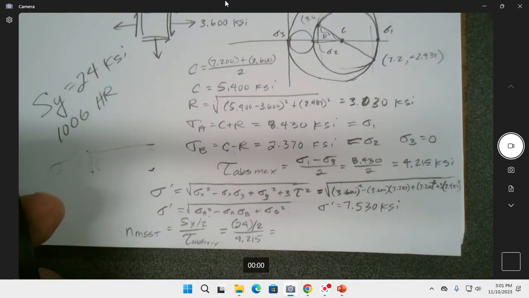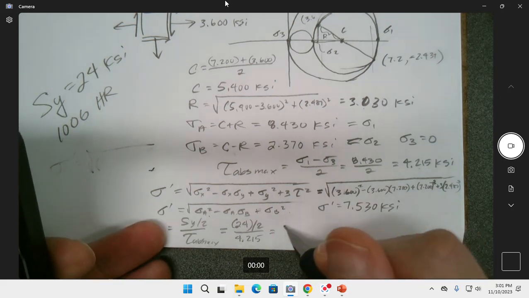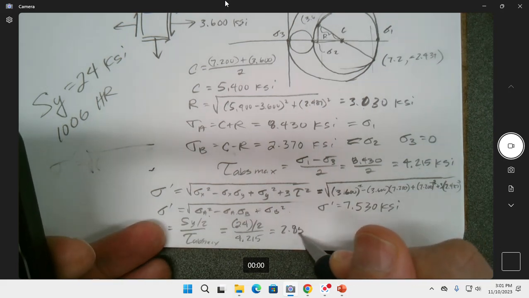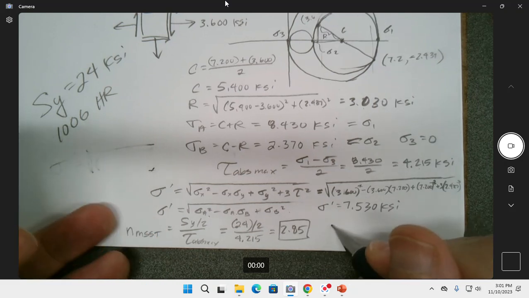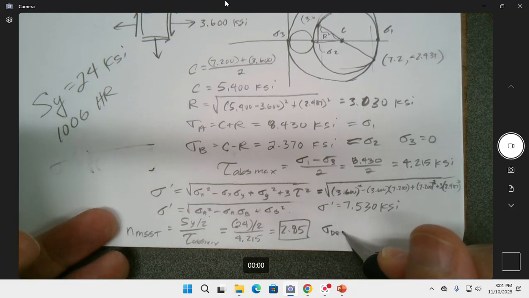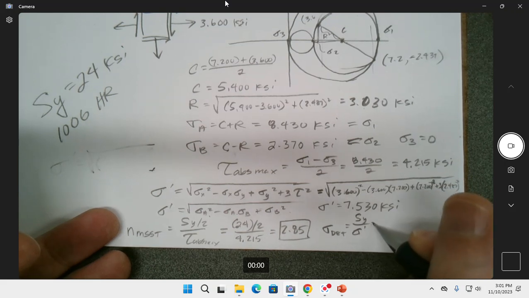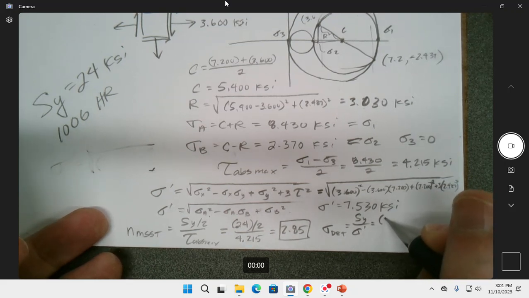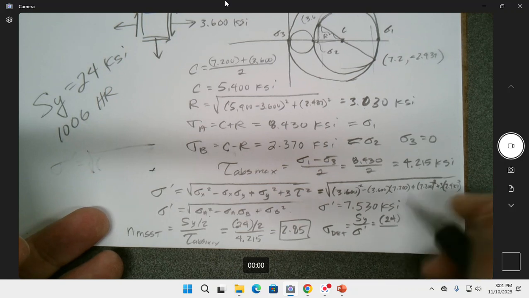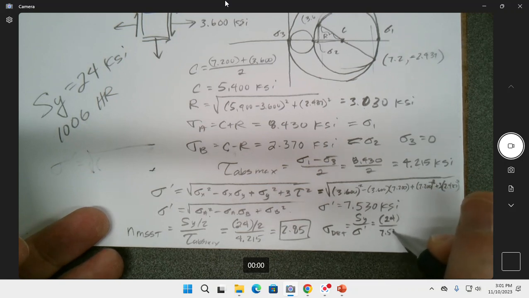So what's that? 12 divided by 4.215. So we're still left with a 2.85. But then the distortion energy theory safety factor is yield strength divided by von Mises, or 24 divided by 7.530.